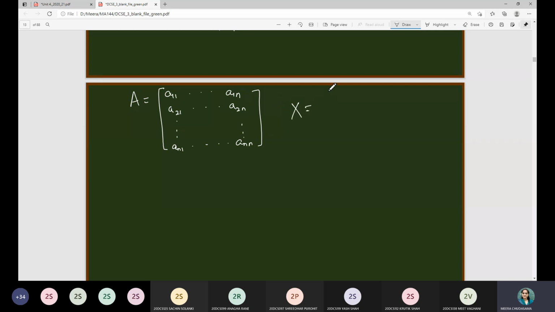Suppose X is a column matrix with entries x1, x2 up to xn, that is unknown to us, that we have to find out. This is of order n cross 1. So we are considering these 2 matrices. Now suppose you consider the matrix multiplication AX, in this case this is n cross 1, this is n cross 1.